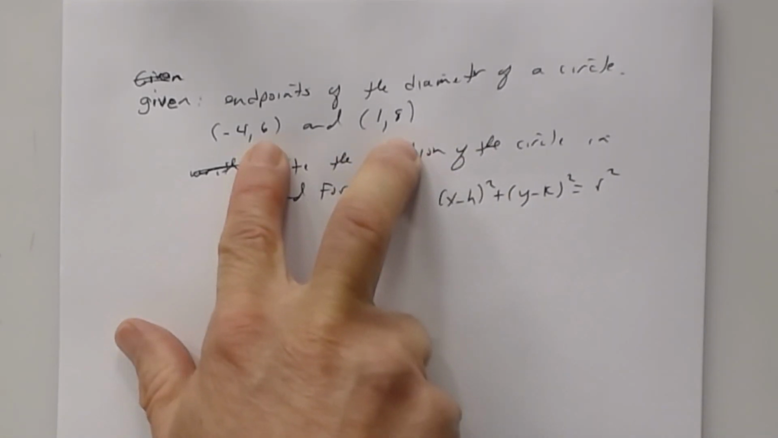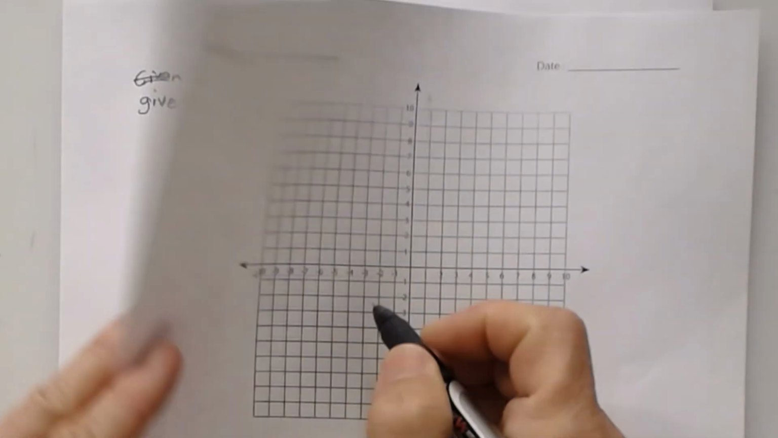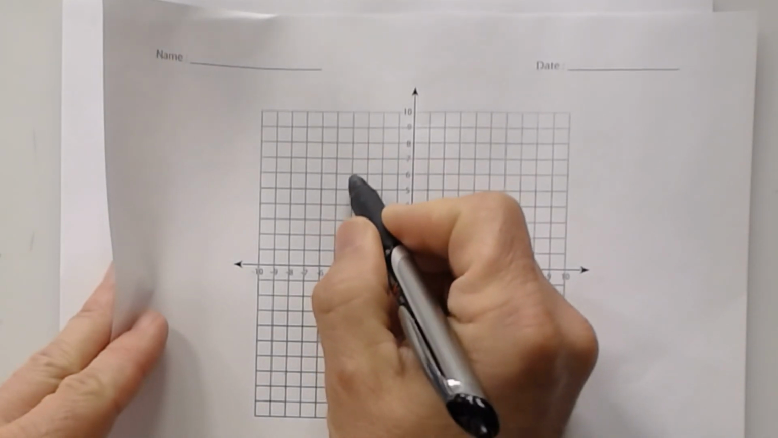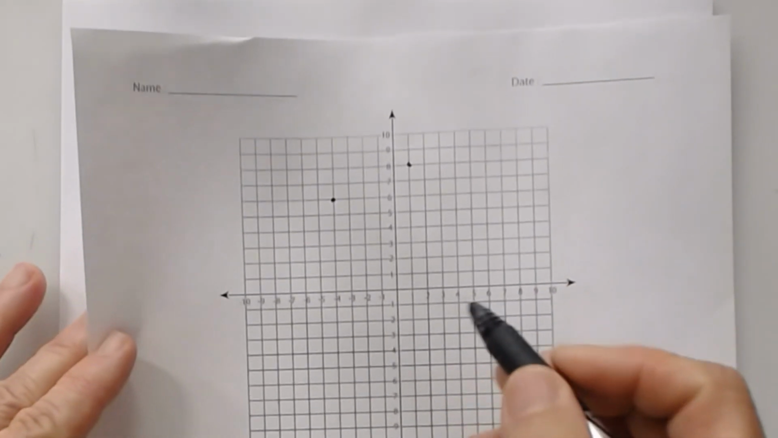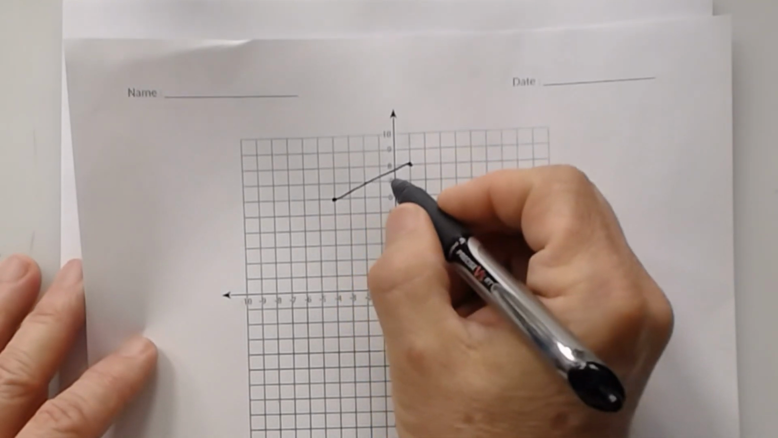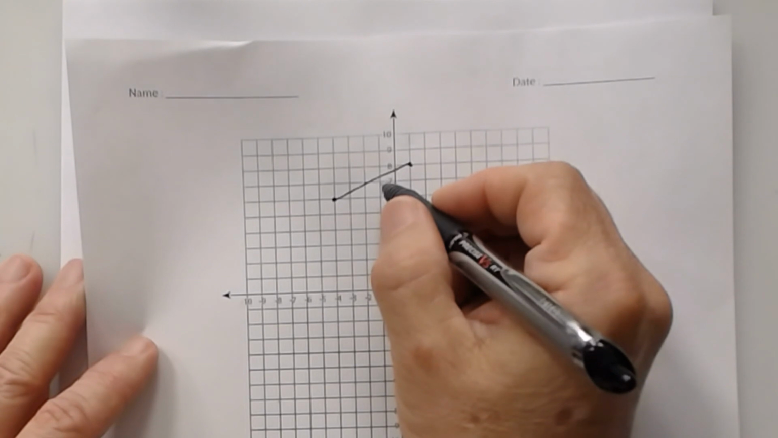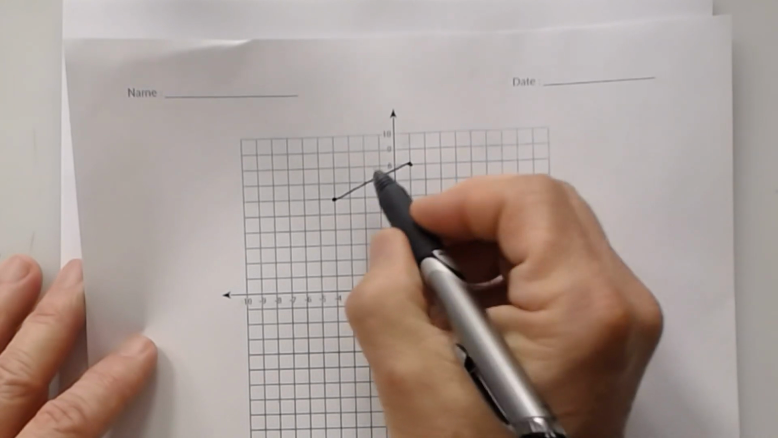Well, in terms of this right here, these are the endpoints of the diameter of a circle. And remember, a circle has how many diameters? An infinite number. This is just one of them. So if you look at this circle, negative 4, 6 is here, and then 1, 8 is here. So if you look at this diameter, the center, remember the diameter goes to the center, right? And the center is located where on the diameter? The midpoint.